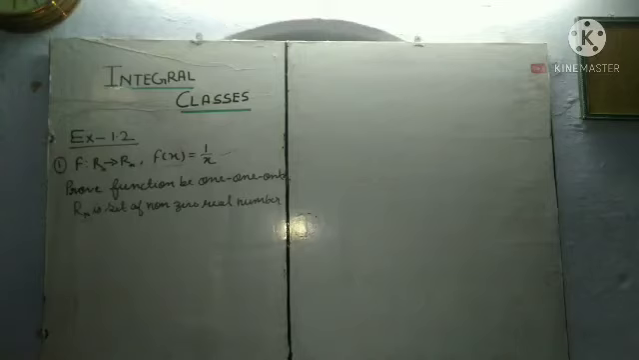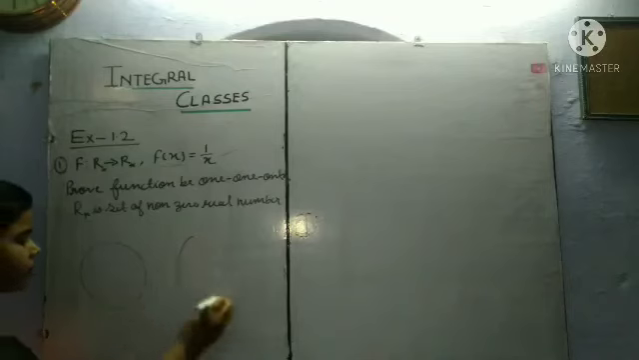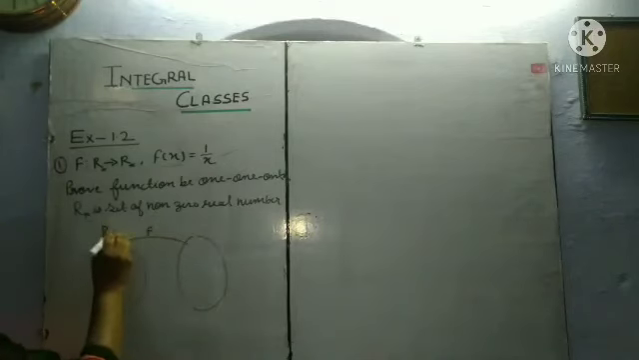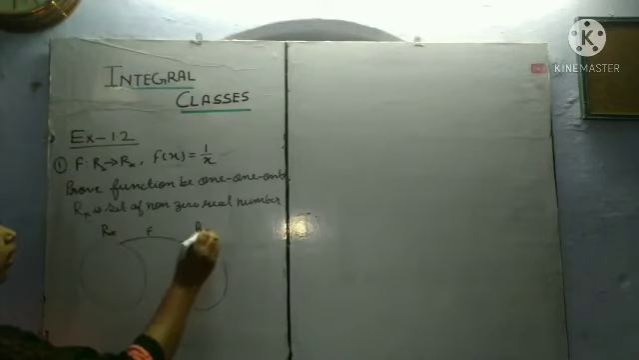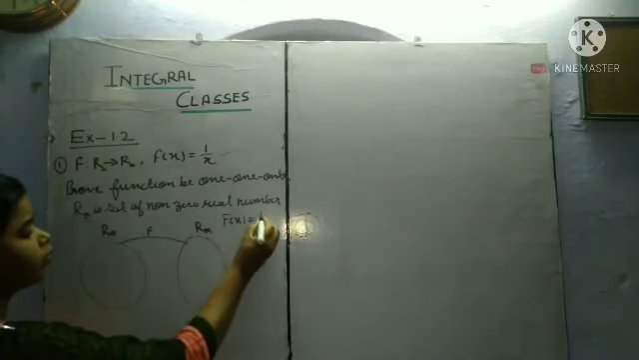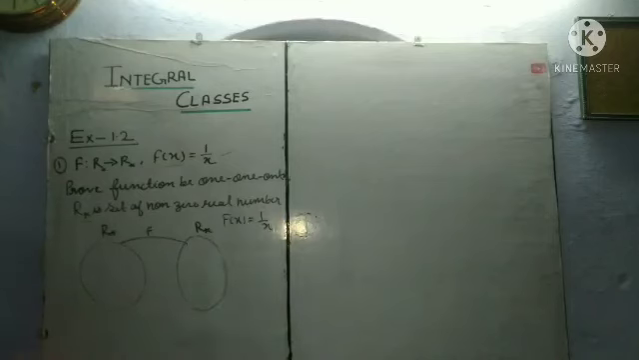So, student, first I will explain this question by Venn diagram, then by the algebraic method. For understanding, first we will draw the Venn diagram. Now the function is defined f from R star to R star, and the function is given f(x) = 1/x.